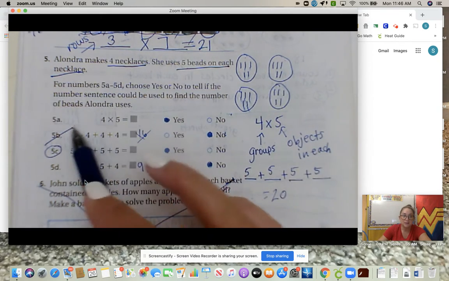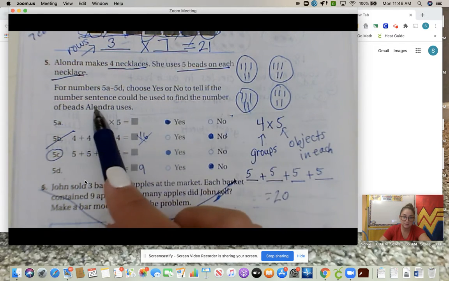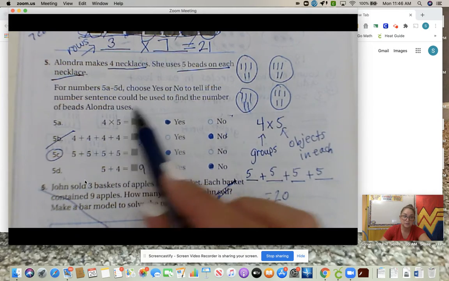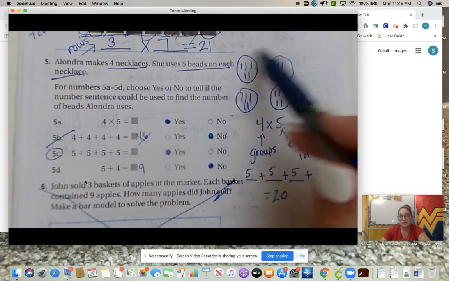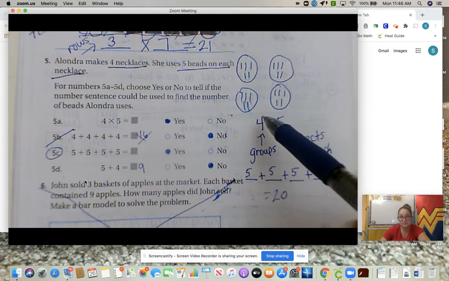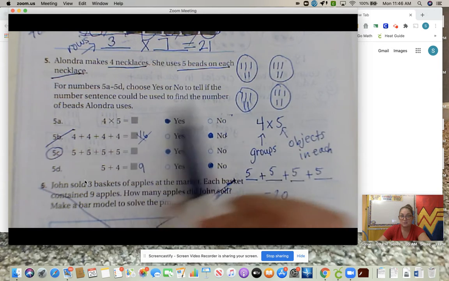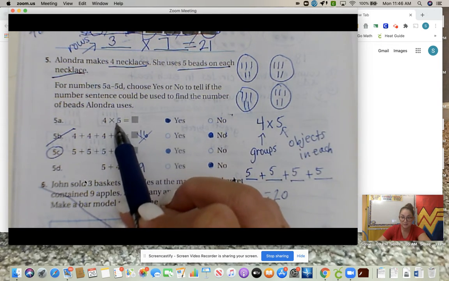For numbers 5A through 5D, choose yes or no to tell if the number sentence could be used to find the number of beads Alondra uses. So we need to figure out the total answer, the total amount of beads. 5A, 4 times 5. Oh, we have 4 groups and 5 in each. So 4 times 5 is the correct answer.